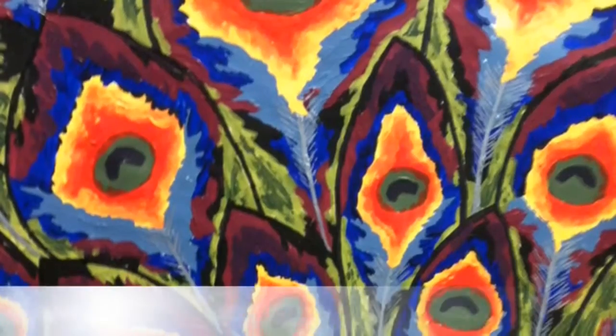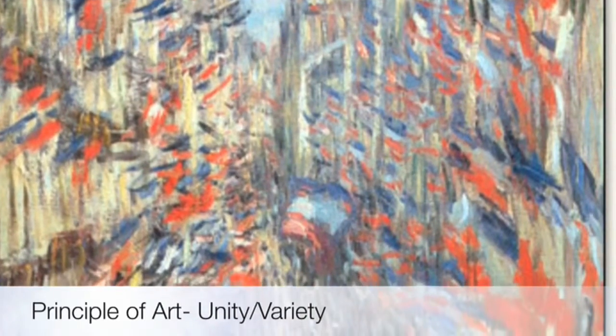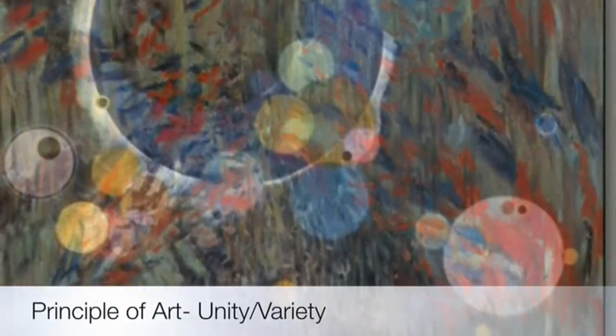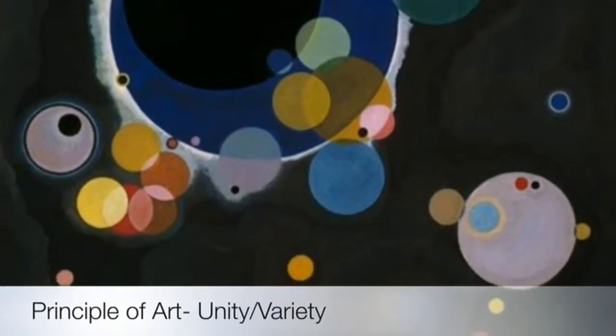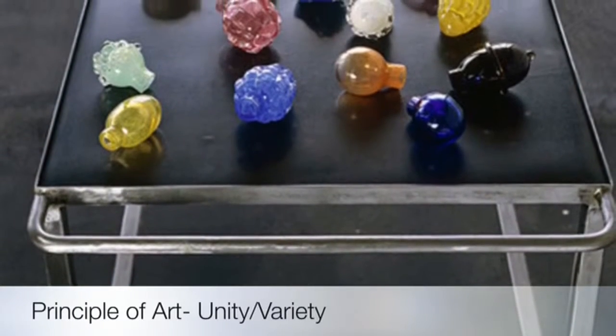Unity in an artwork creates a sense of harmony and coming together as a whole by using similar elements within the art piece and placing them in a way that brings them all together. Variety adds interest by using contrasting elements within the composition.